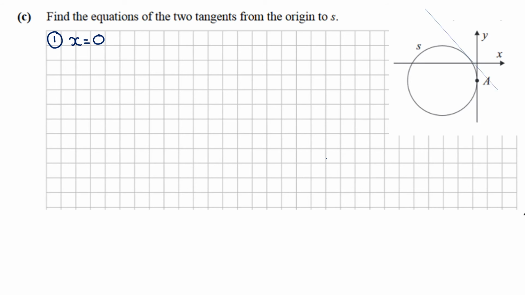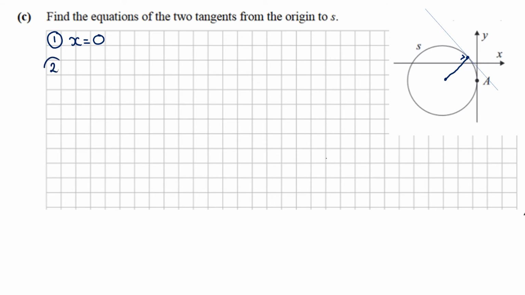So the second tangent will look something like this. It'll go through our 0, 0, and it will touch the circle. So what we're going to do is take the point where the tangent touches the circle, and we take the center point, and if we connect these 2 points, we know that that line is perpendicular to our tangent.